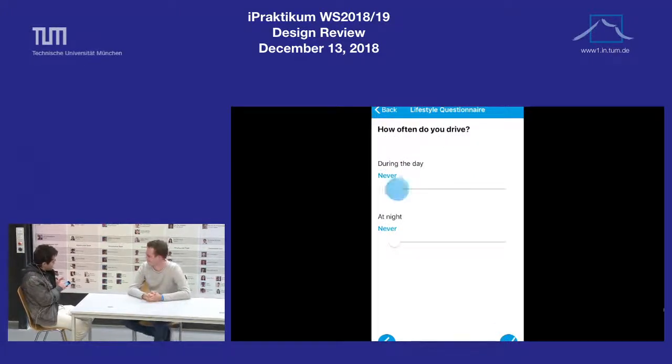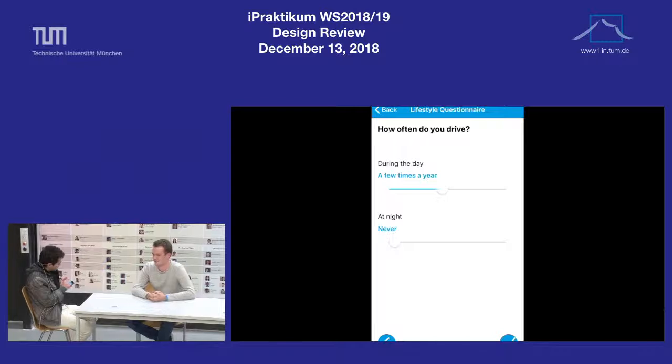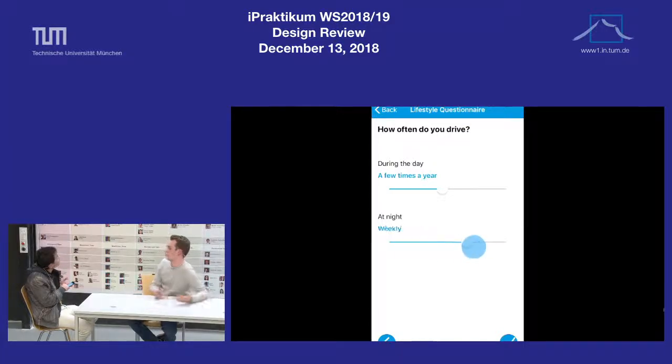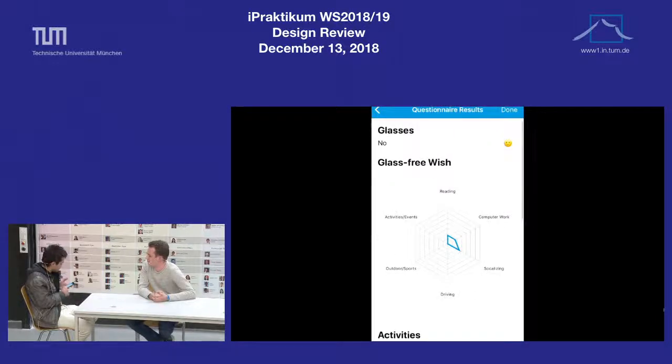How often do you drive? Not so much. At night, why is it important how much I drive at night? Yeah, so you and your doctor will select a lens based on those results, right? It's important because some lenses have different trade-offs. For example, some lenses are not really good if you're driving a lot during the night because they have halo and glare effects, so you shouldn't select that kind of lens. Okay, so I don't.